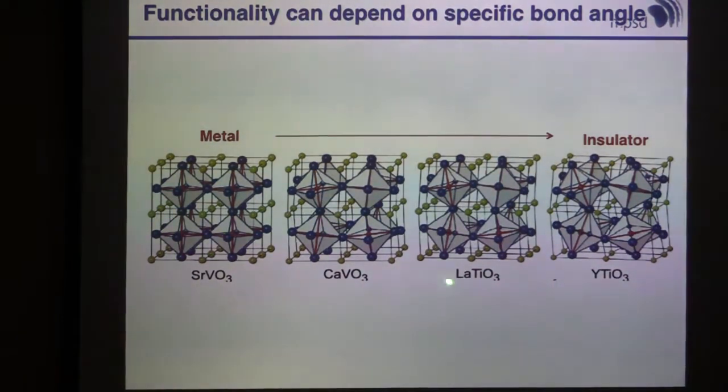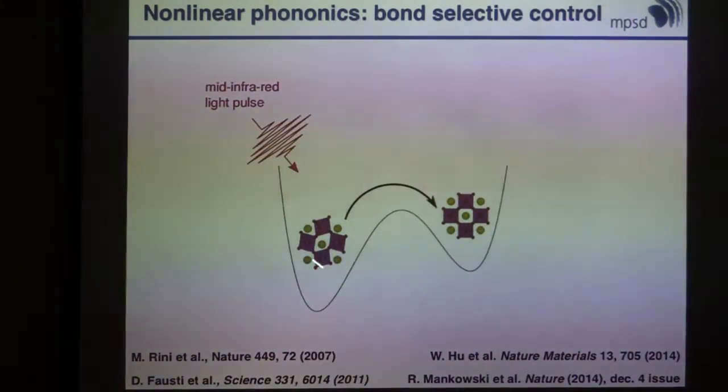I can go to calcium vanadate, lanthanum titanate, and, details aside, these materials are exactly the same. If I go to yttrium titanate, I can bend this bond by, say, 5 degrees. This is an insulator with a 3 eV gap. So in principle, what I would like to do is control this single bond, go in there with my finger and move it up and down and switch between a metal and an insulator. That's what nonlinear phononics is good for, or what we would like it to be good for. I want to drive a structural phase transition by selecting one single bond and just tell the material to go there. We take lanthanum titanate, make it more like strontium vanadate, and we can drive transitions.